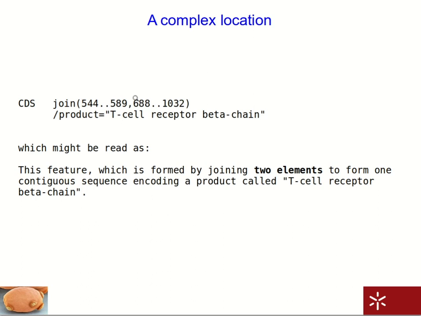This might be due to, for example, an intron. In the case of eukaryotic genes, we might have an intron in between that is spliced out of the coding mRNA at a later stage.